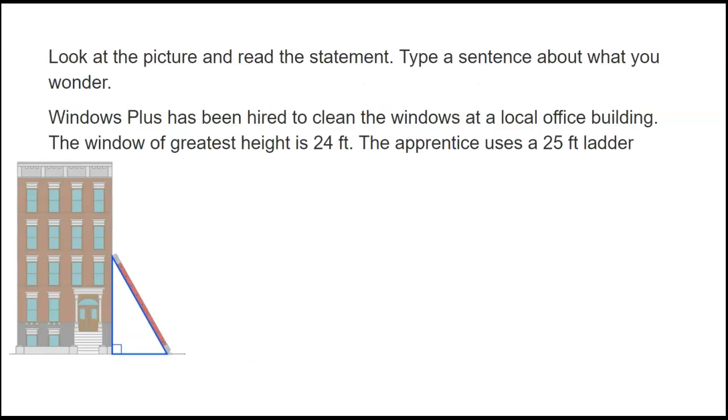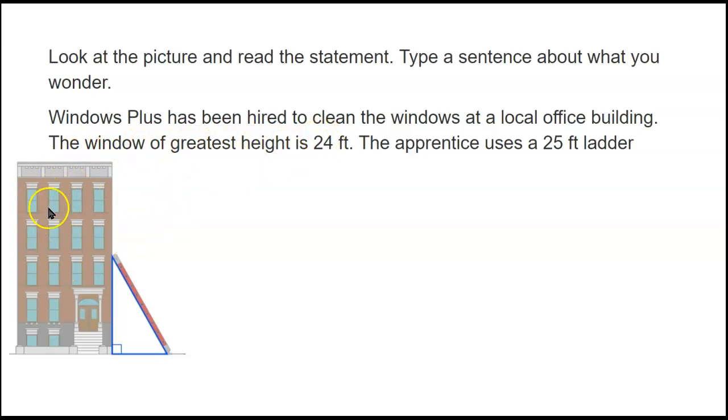Next, I'm going to look at the picture and read the statement. I'm going to type a sentence about what I wonder. So my sentence reads, Windows Plus has been hired to clean the windows at a local office building. So I'm assuming this is the office building right here in the picture. It says the window of the greatest height is 24 feet.